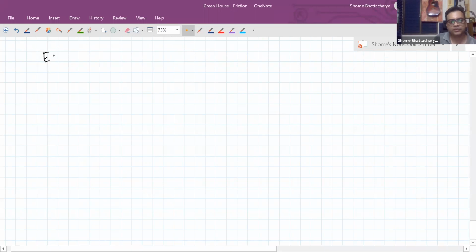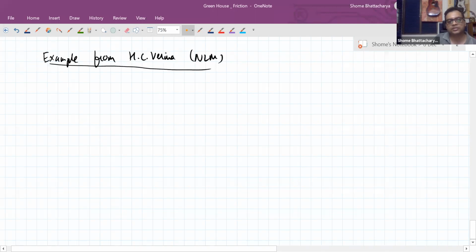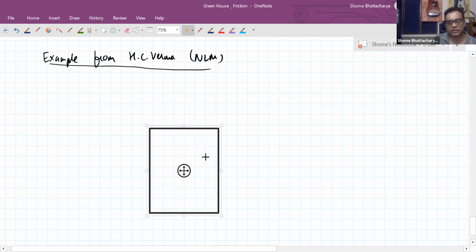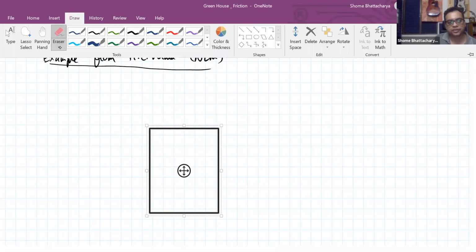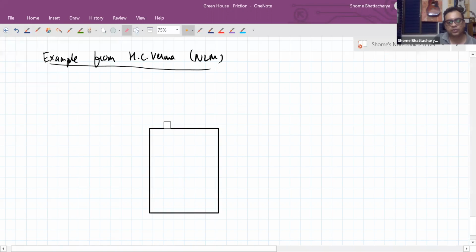So this is an example from HCV, Newton's laws of motion chapter. Okay, so I'll just tell you the question number also. Just give me a moment. So in that, what is happening is you have this elevator box kind of thing. And there's a hole in the box through which you connect a rope like this. And that rope is going around a pulley like this.